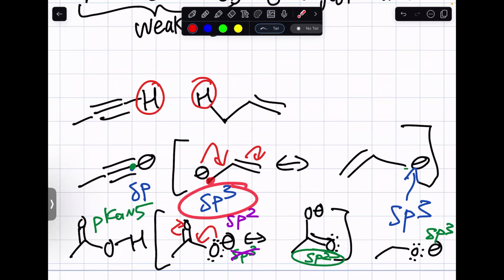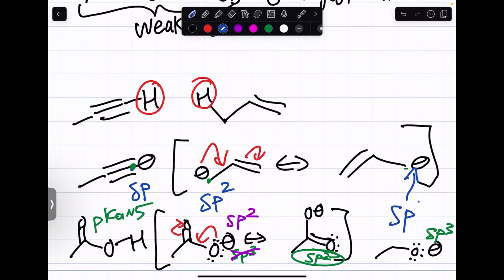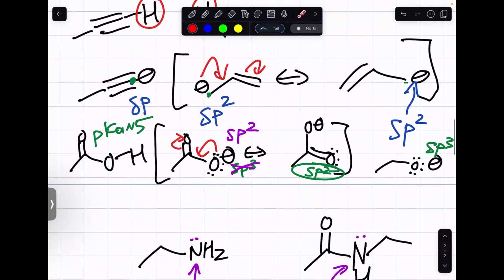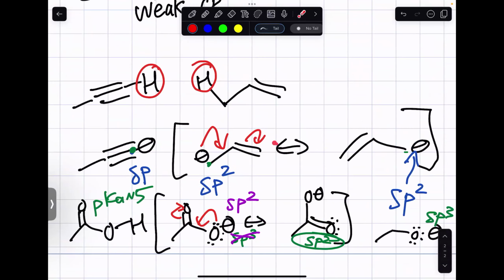SP2, right? Because if it can do resonance, it would prefer the sp2 orbital over the sp3 orbital. That's still less than sp here. The s character is still less than sp there, right? But we have to be careful. That's only if we have the negative charge right there, right?